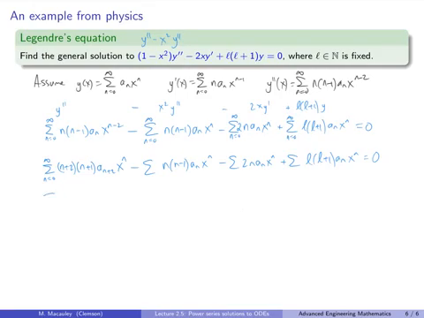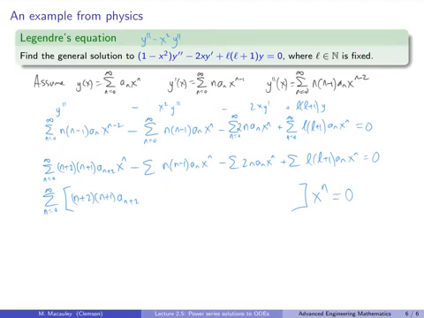Now I want to combine these into a single sum, n equals 1 to infinity. What do we have? We have (n plus 2)(n plus 1) times a_(n+2). And then what do we have left? a_n is everywhere here, so I'm going to put an x to the n here, and set this equal to 0.